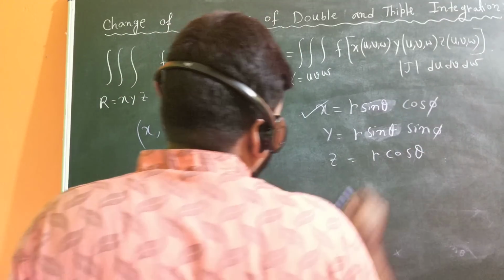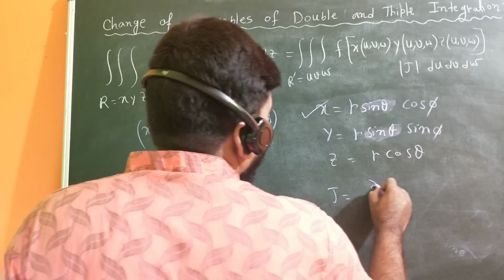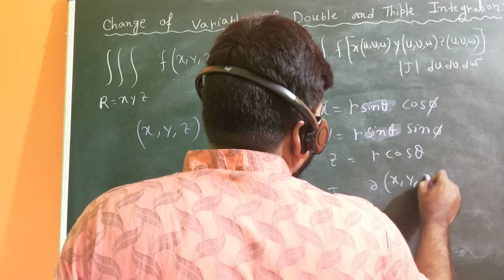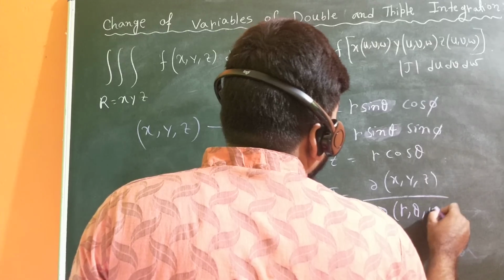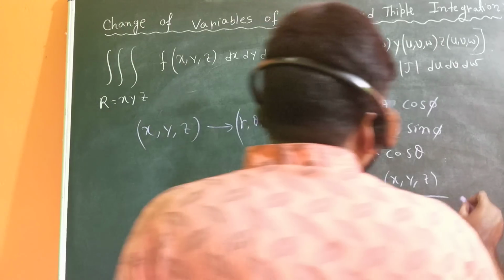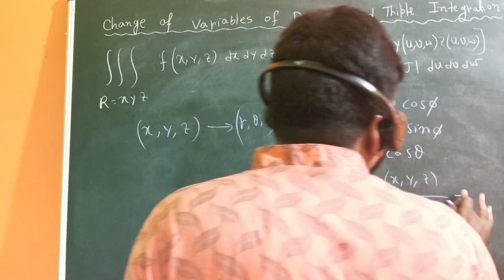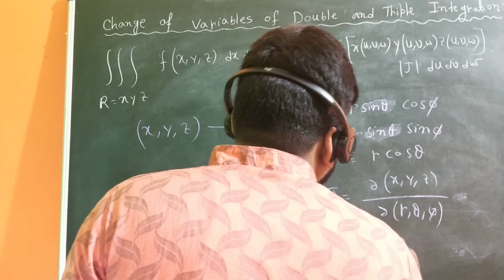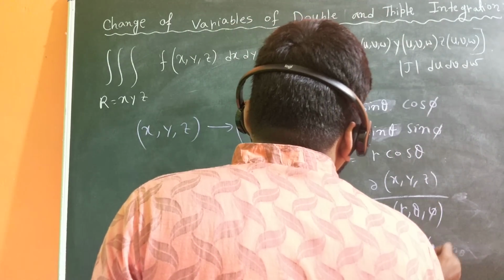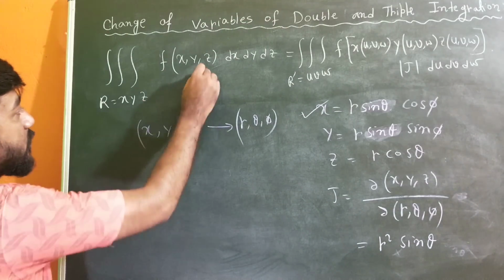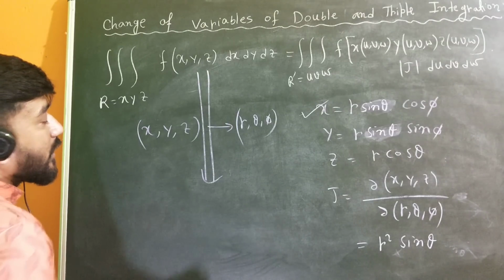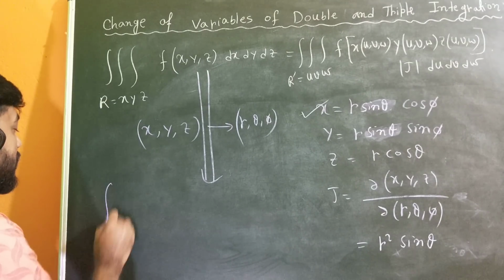So you can easily find out the Jacobian J, that will be del x y z by del r theta phi, and this will be what? This will be again r square sin theta. You can calculate easily. This will be r square sin theta. So what will be the conversion? So from here if you want to write it in spherical coordinate, then what you have?